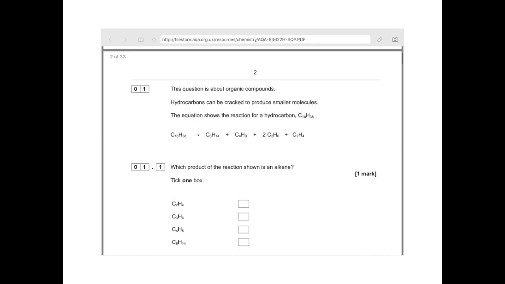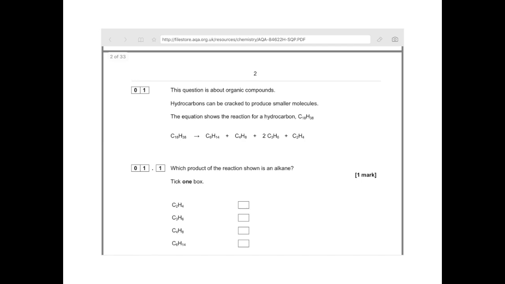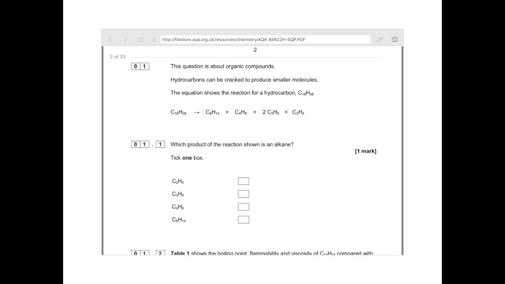This question is about organic compounds. Hydrocarbons can be cracked to produce smaller molecules. The equation shows the reaction for the hydrocarbon C18H38. So we can see C18H38 being broken down into lots of shorter hydrocarbons. Which product of the reaction shown is an alkane? So remember, alkanes obey this general formula, which is CnH2n+2. So all of those things do have to obey it.